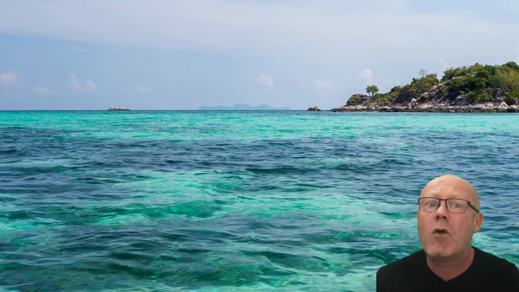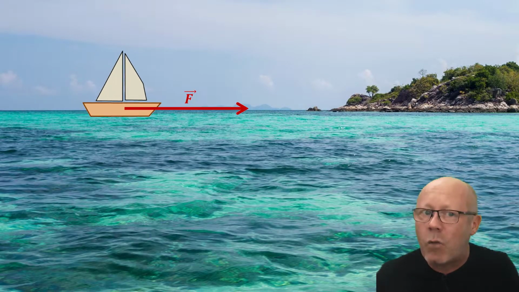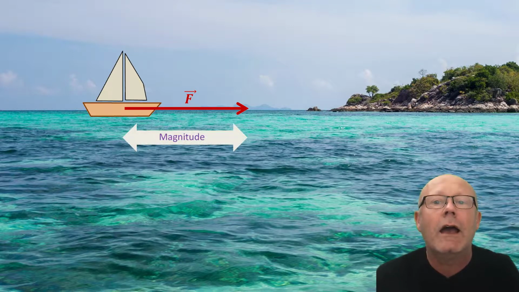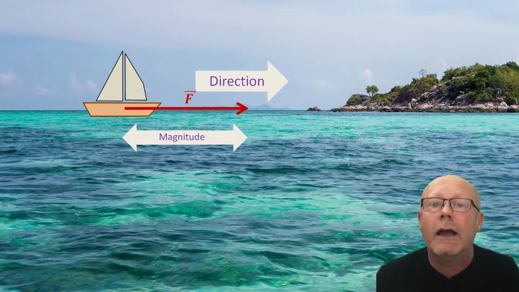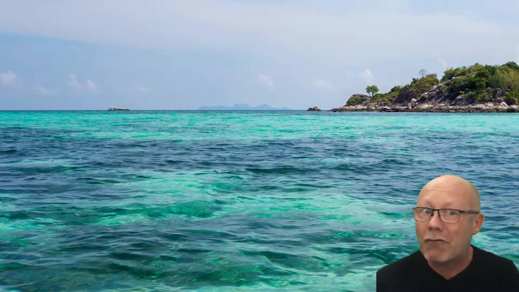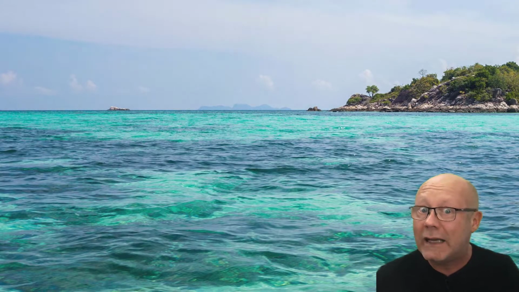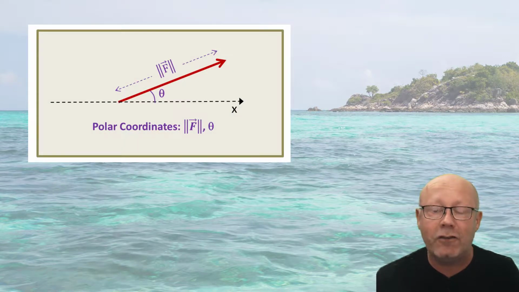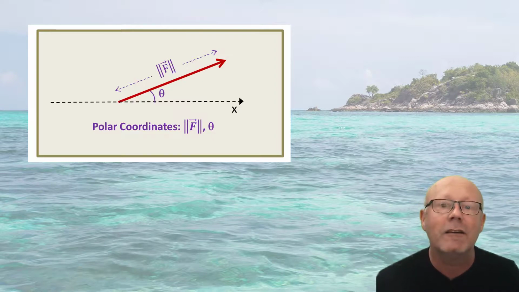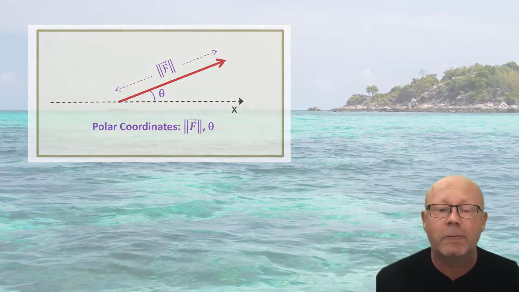In the first video about vectors, we learned that a vector is a quantity that contains both a magnitude and a direction. For example, the force on a boat. It has both a magnitude and a direction. We also realized that a vector could be described uniquely in space by two different systems of coordinates. Polar coordinates describe a vector with its magnitude and direction in reference to one axis. So you have the magnitude, which is the length of the vector, and you have the direction, which is described by the angle in reference to the axis.